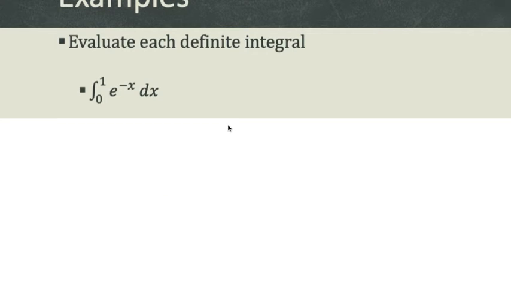E to the negative x dx. You could use u substitution. Eventually, hopefully, you'll get to the point where this is not necessary, because you're just ending up with du equals negative dx. So we just know we have to have a negative sign there.